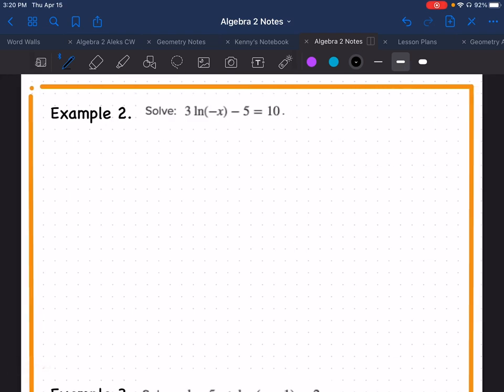Now this also works for our natural log, so take a look at this question. Not much difference. The only difference is I see a natural log versus a log. But I also see that this natural log is not alone. It has the 3 hanging out in front of it, and it has the minus 5 hanging out behind it. So I need to get my natural log alone so that I can solve this problem. The first thing I need to do is add the 5.